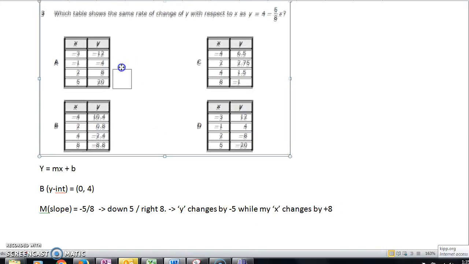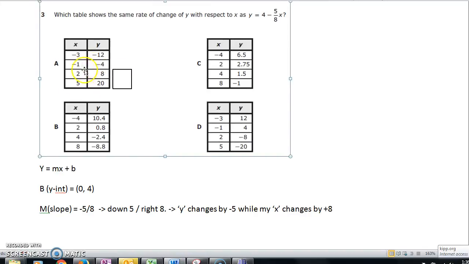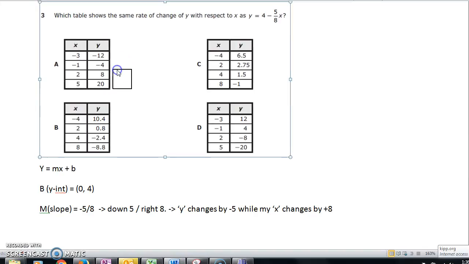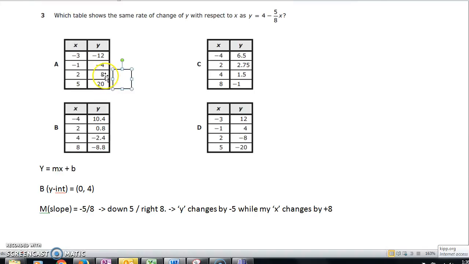Now at this table, I can check any one of these points. Any one of these points I'm allowed to check. So I don't like dealing with negative numbers, so I'm going to check from the positive number. So from the positive number here, if I'm going from positive 8 to positive 20, that would be going up 12. Over here, positive 2 to positive 5, I'm going up 3.